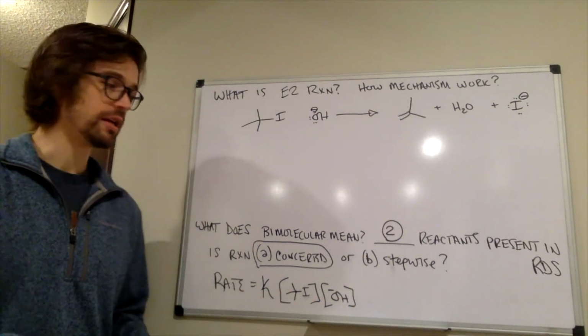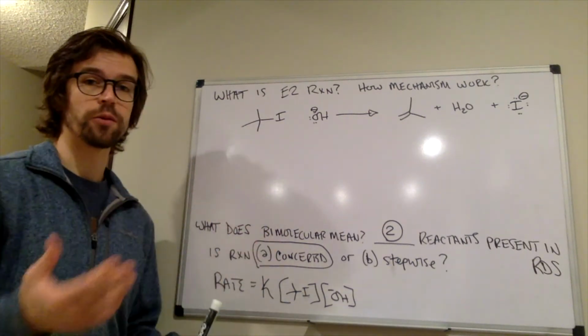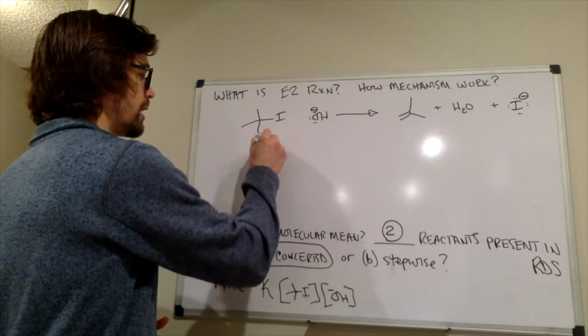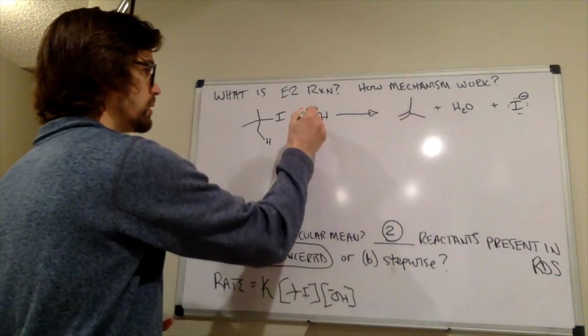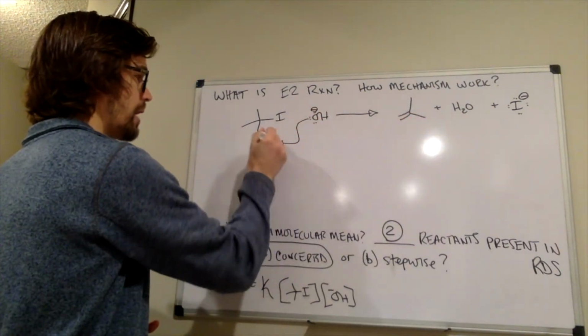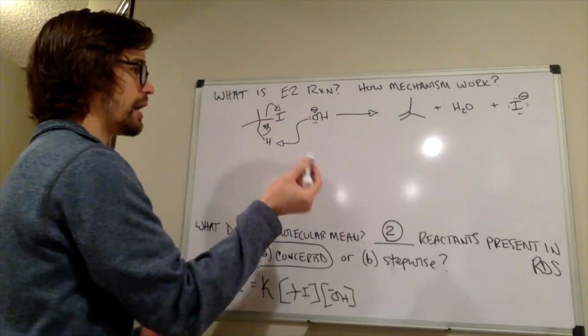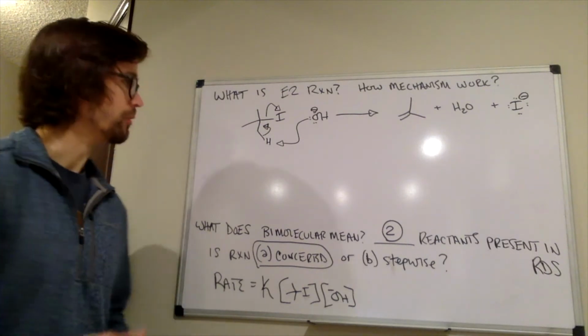What about the mechanism of this? Well, it's a concerted reaction. All bonds are formed and broken at the same time. What are we missing? We're missing this hydrogen here from the product. This base picks up a hydrogen, so it would grab that hydrogen. Those electrons would go down to form the alkene, and that iodide would leave. And all of those electrons would move at the same time.